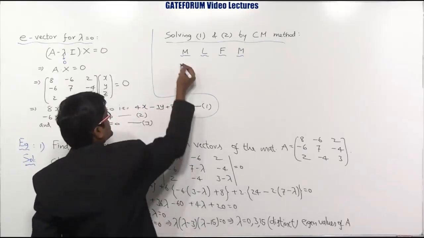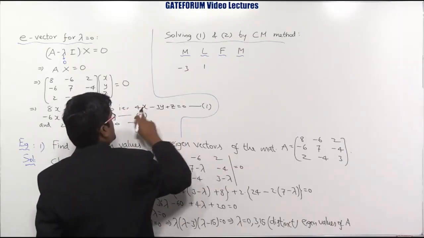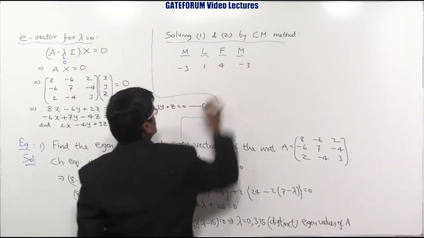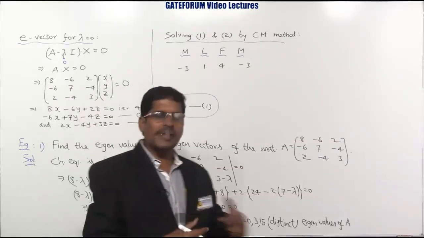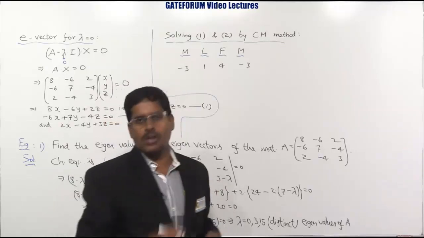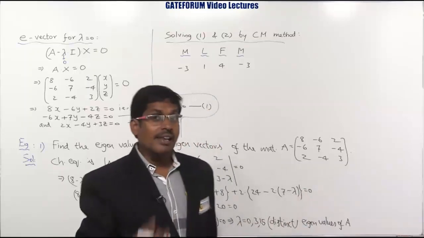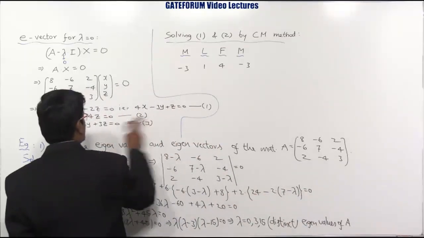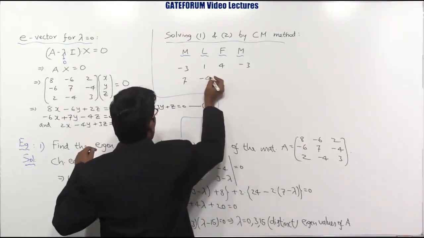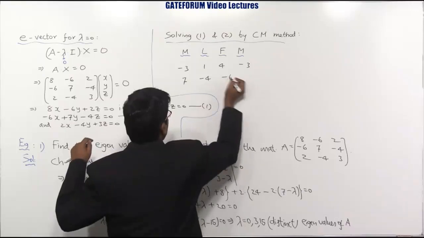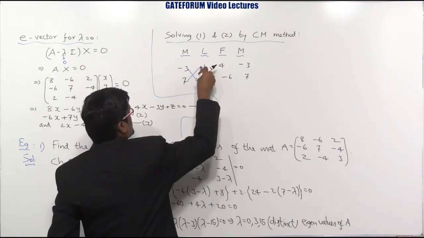In the first equation, what is the middle term coefficient? Minus 3. Last term coefficient, coefficients only, not the xyz terms: 4. Next, minus 3. Following that order, middle, last, first, middle, completes a cycle: it starts from middle and reaches middle. Similarly in the second equation, in that order: 7, the middle term number; the last term number, minus 4; the first term number, minus 6; again 7.